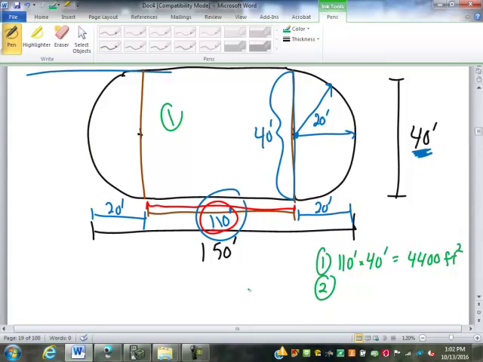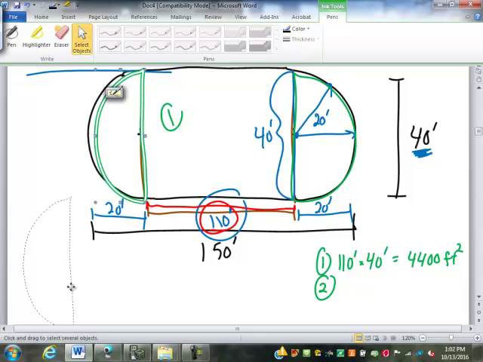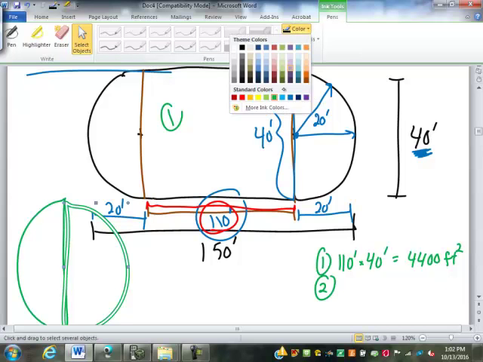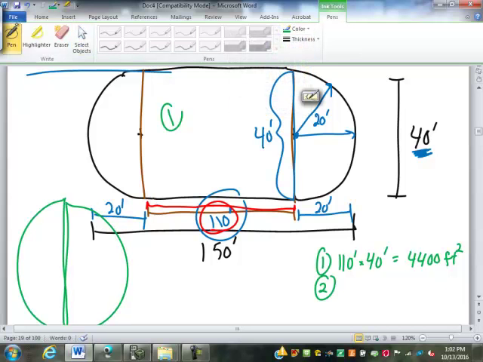I am going to take that and that, and I'm going to do this with them. What happens when I put them together like that? What do I get? I get a full circle. Good.